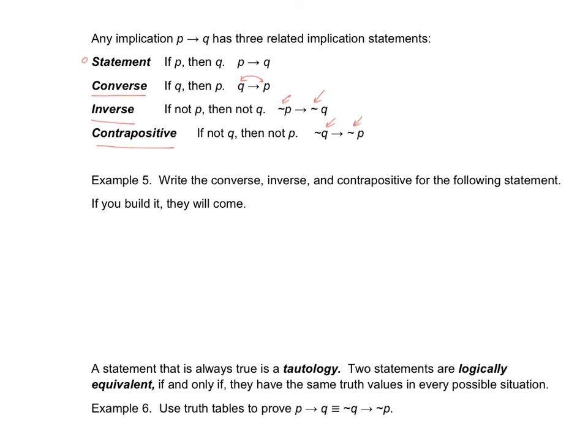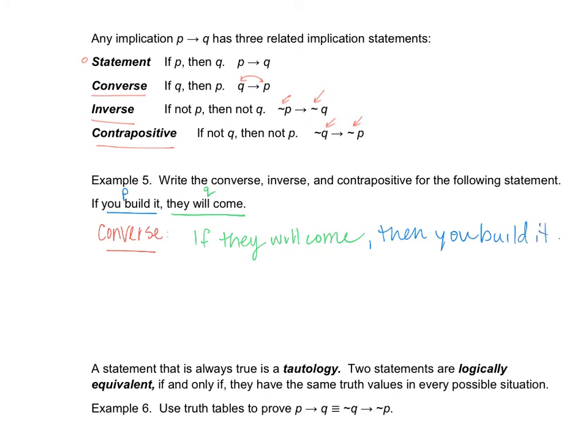It says, if you build it, they will come. So the converse is again flip-flopping. So let's say that we called P the statement, you build it, and Q is they will come. So if you build it, then they will come. So the converse is going to put the Q part. It's going to say, if they will come, then you build it. So you can see how the P and the Q got flip-flopped there.